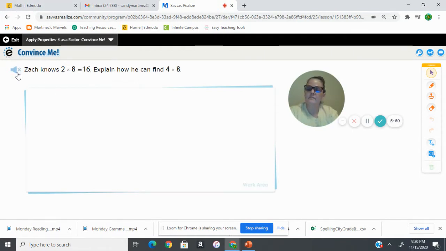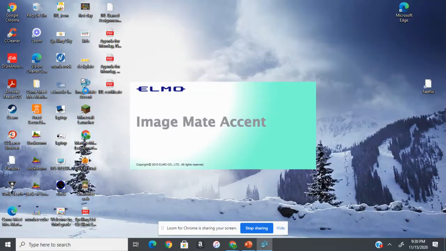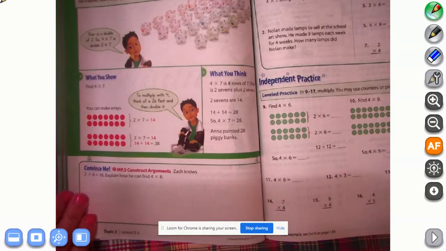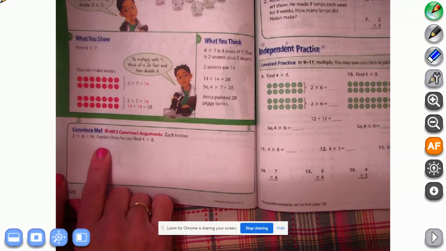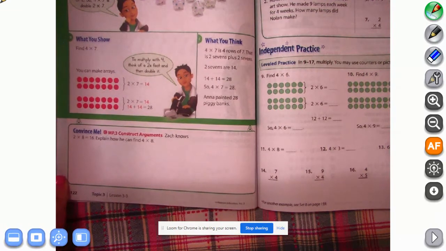Zach knows 2 times 8 equals 16. Explain how he can find 4 times 8. Okay. So let me get over to the camera so we can do this together. All right. So it says here, Zach knows 2 times 8 equals 16. So how does knowing that help him do 4 times 8?